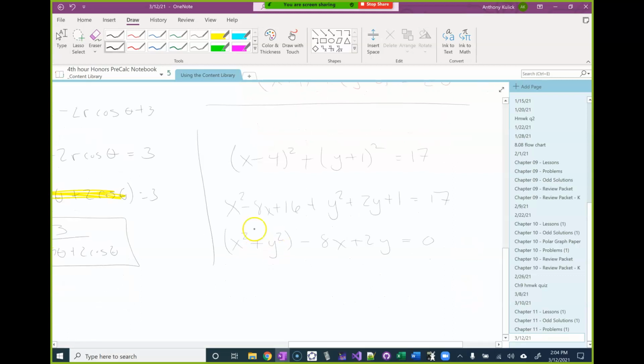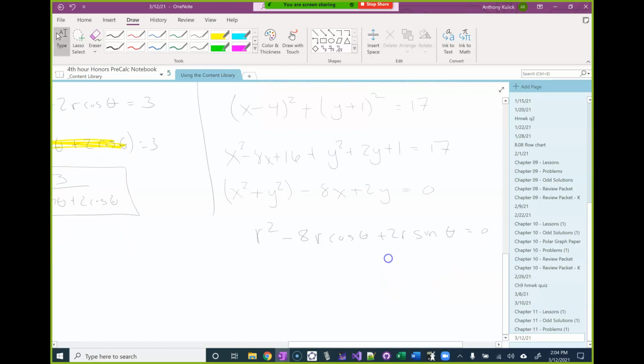The x squared plus y squared can become r squared. The x can become r cosine theta, and the y can be r sine theta. And then I'm going to move the 8r cosine theta and 2r sine theta over to the other side. So add the 8r cosine theta and then subtract the 2r sine theta. And then I just divide both sides by r.